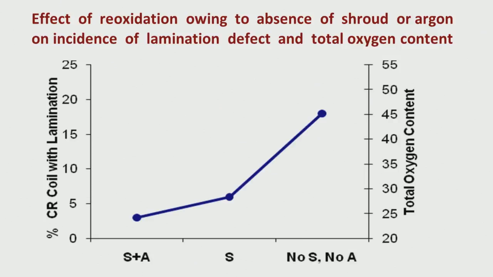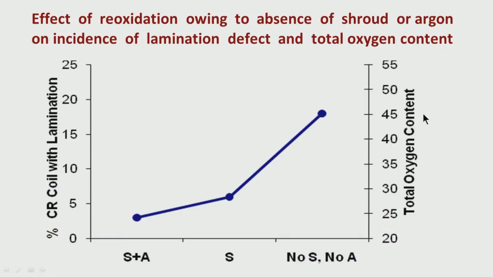Then let me show you what happens if you are not using shroud, either refractory shroud or argon shrouding. We have done a lot of experimentation with this for a continuous caster. If we do not use shroud or argon, then what is the level of total oxygen content? Total oxygen content, I have told you, is basically a measure of oxides, because the dissolved oxygen is very small, maybe less than 5 ppm when you use aluminum killing, but there are some oxides in liquid steel.